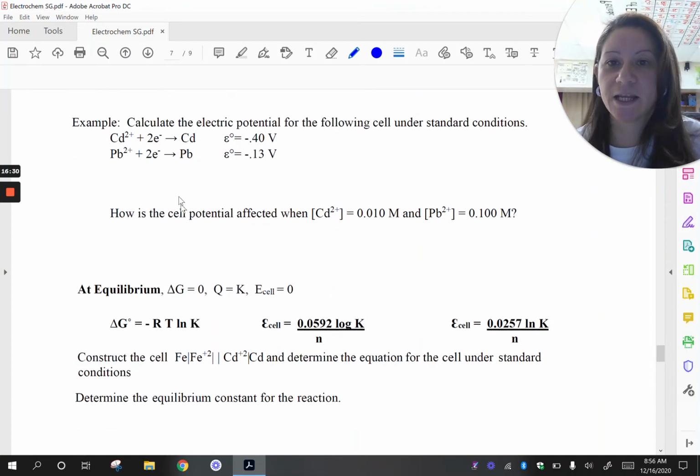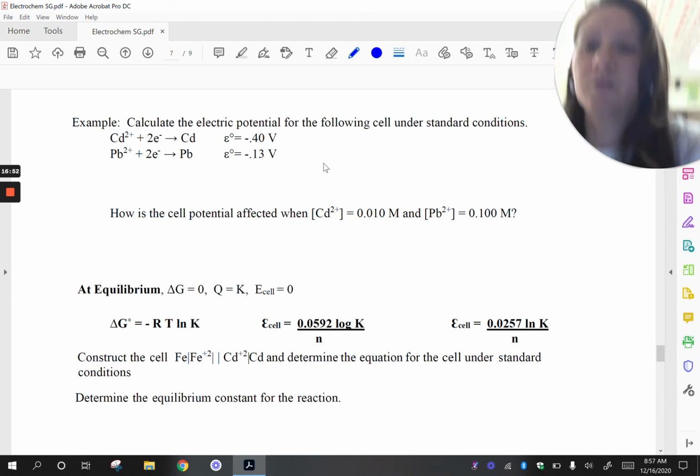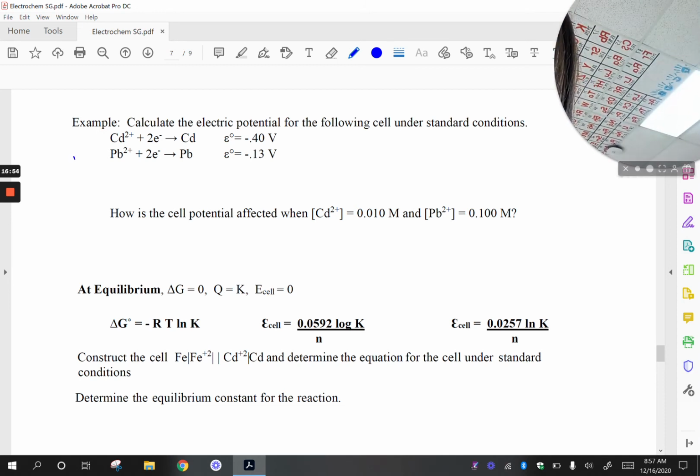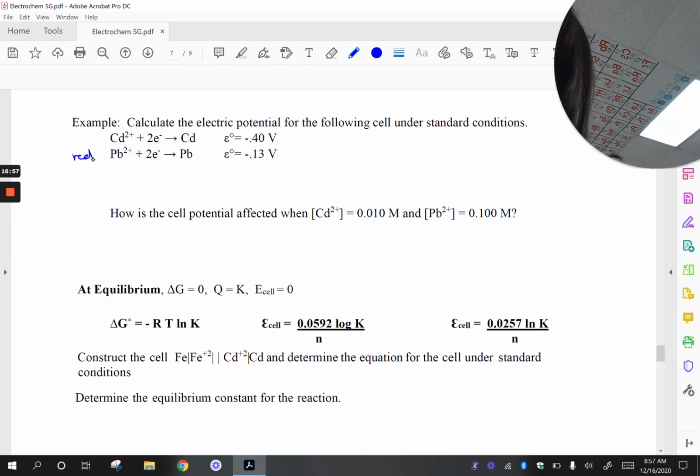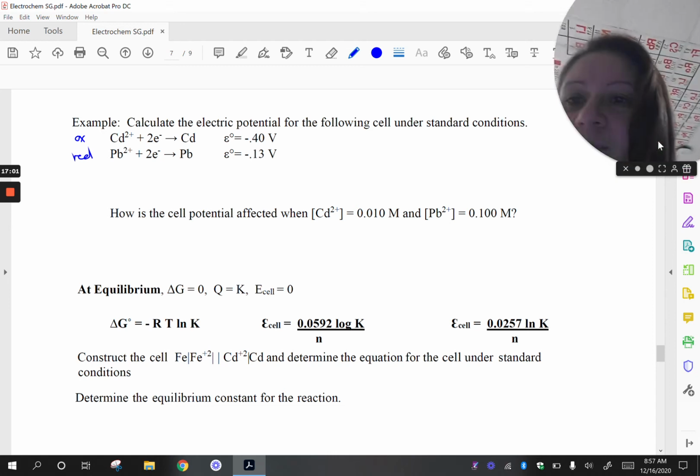Let's look at this here. We want to calculate the electric potential for the following cell under standard conditions. And we're given the reduction potentials. So first, if it's an electrochemical cell, we have to figure out which one's oxidized and which one's reduced. This one has a higher reduction potential, so the lead is going to be reduced. And the cadmium has a lower reduction potential. That means it's going to be oxidized.